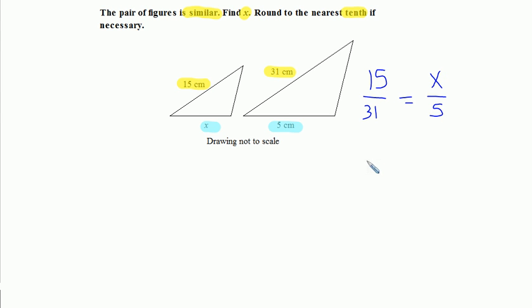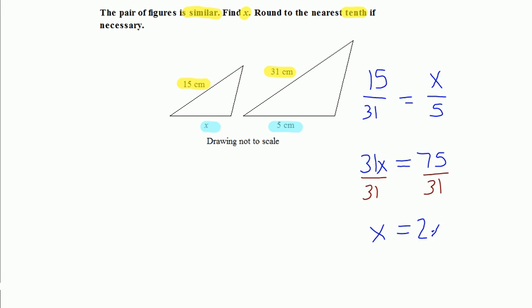Let's go ahead and cross multiply. 31 times x is 31x. And 15 times 5 is 75. I'm going to divide both sides by 31 to get x by itself, to isolate it. And the result there is x equals 75/31, but they asked for nearest tenth, so we don't want to give a fraction here. We want to go ahead and give a decimal. So if I put that in a calculator and round it off, it comes out to about 2.4.